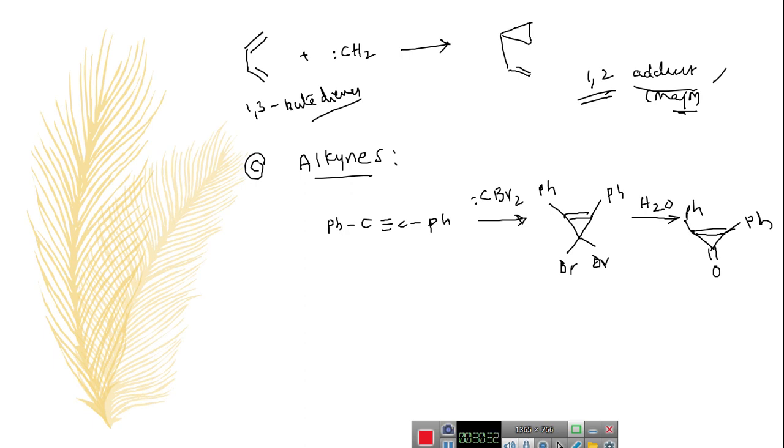So alkynes are less reactive than alkenes towards carbenes, but they can still react with the carbenes and produce cyclic derivatives, and you can do the hydrolysis to the corresponding carbonyl compounds. Next, let us discuss the reactivity of these carbenes towards arenes. Aromatic compounds generally react with the carbenes, giving you the 1,2 product, which further undergoes rearrangement reactions.